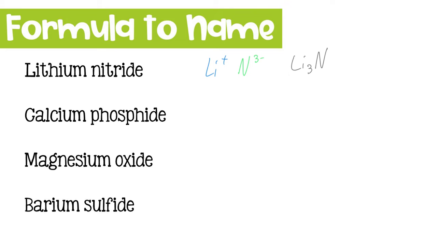Now, calcium, Ca, has a +2 charge. Phosphide means we use phosphorus, which is P and has a -3 charge. So calcium phosphide, when we cross our charges, is Ca3P2. Magnesium oxide has magnesium, Mg, and oxide or oxygen, O -2. When we cross our charges, we get Mg2O2, which simplifies to MgO.